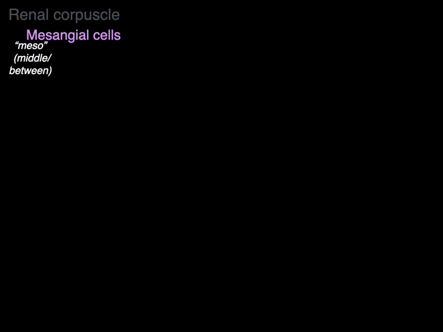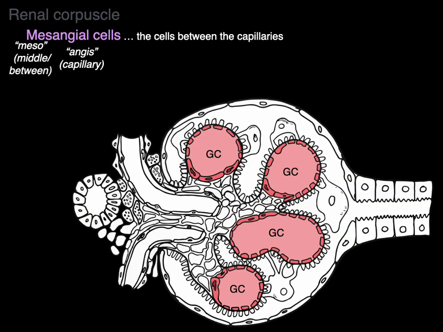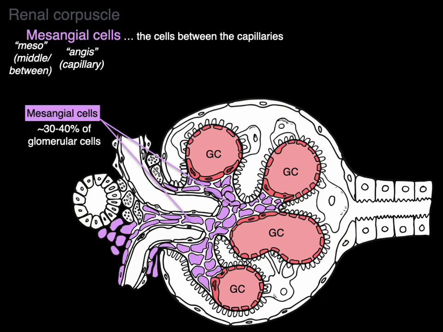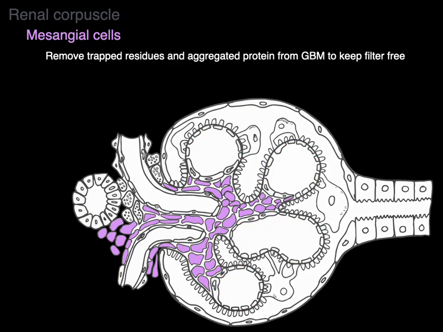Now, what are mesangial cells? Well, the prefix meso means middle or between, and angio means capillary. So mesangial cells literally means the cells between the capillaries or within the capillaries. So there's the glomerulus, there's the mesangial cells in between the capillaries. And they make up about 30 to 40% of all the glomerular cells. Now, mesangial cells remove trapped residues and aggregated protein from the glomerular basement membrane to keep that filter free. It's also modified smooth muscle cells, so they have contractile properties.